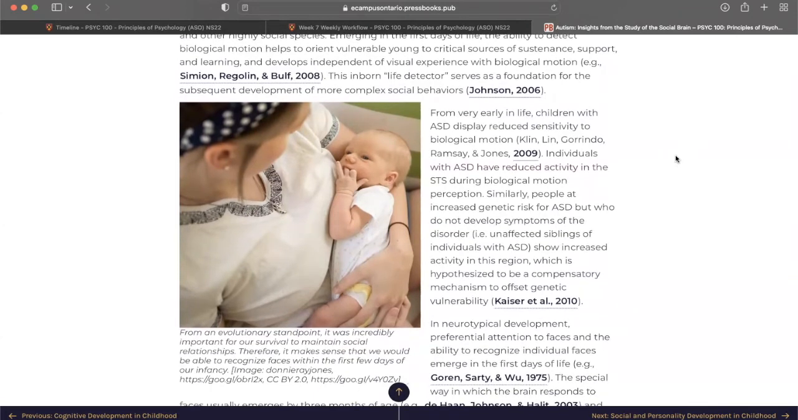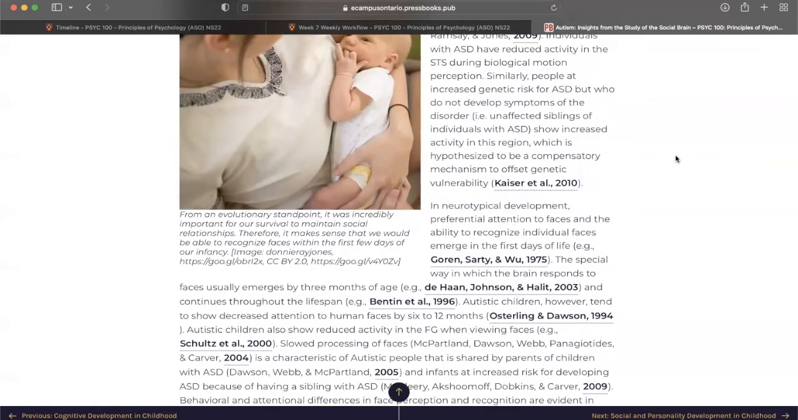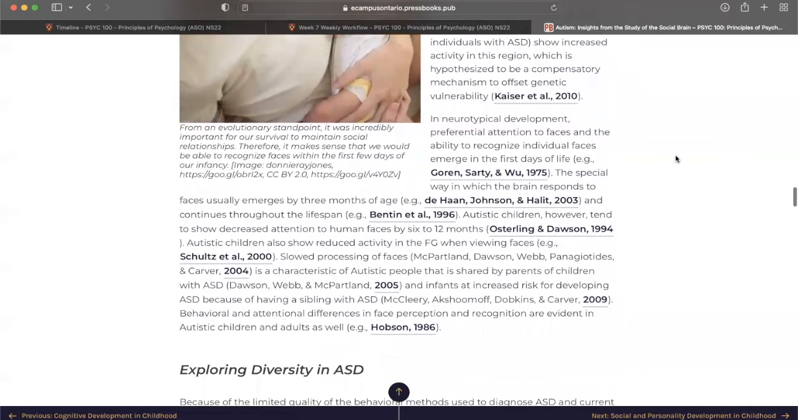From very early in life, children with ASD display reduced sensitivity to biological motion. Individuals with ASD have reduced activity in the STS during biological motion perception. Similarly, people at increased genetic risk for ASD but who do not develop symptoms of the disorder, i.e., unaffected siblings of individuals with ASD, show increased activity in this region, which is hypothesized to be a compensatory mechanism to offset a genetic vulnerability. In neurotypical development, preferential attention to faces and the ability to recognize individual faces emerge in the first few days of life.